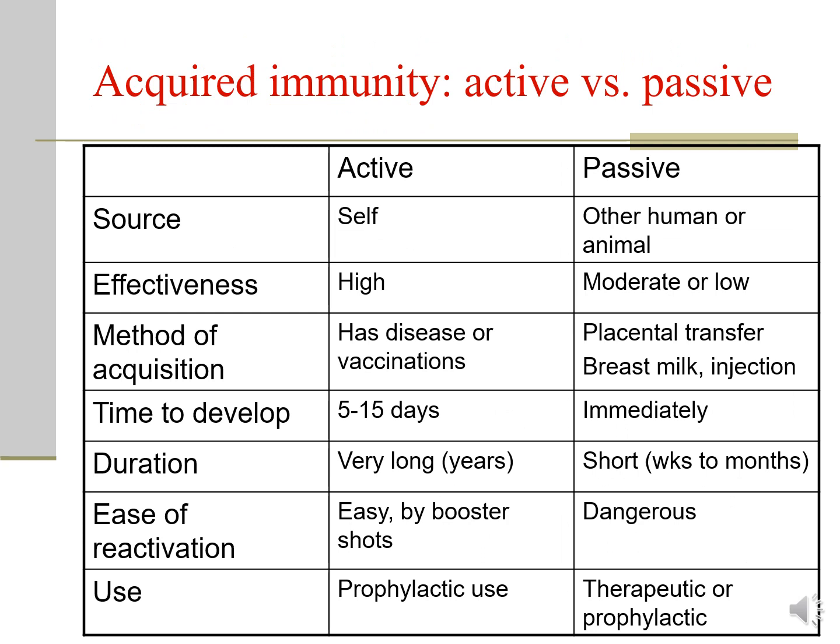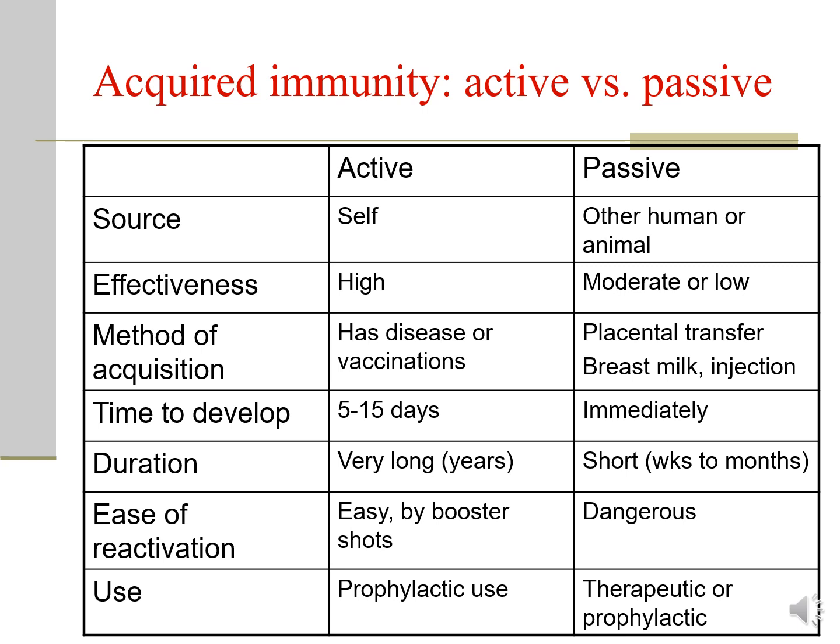So let's go ahead and compare active acquired immunity versus passive acquired immunity. In active acquired immunity, the source of that immunity is yourself. In other words, you've had the disease and you're making antibodies, or you had the vaccine and you're making antibodies. It is highly effective. Again, you either had the disease or you were vaccinated. It takes about 5 to 15 days before you start making antibodies to these agents that you've been exposed to.